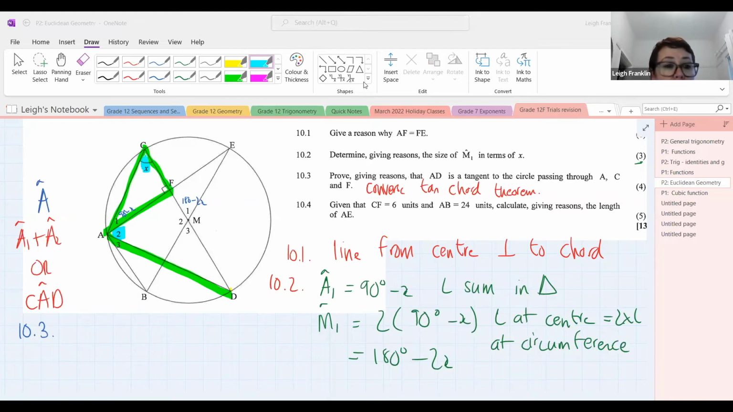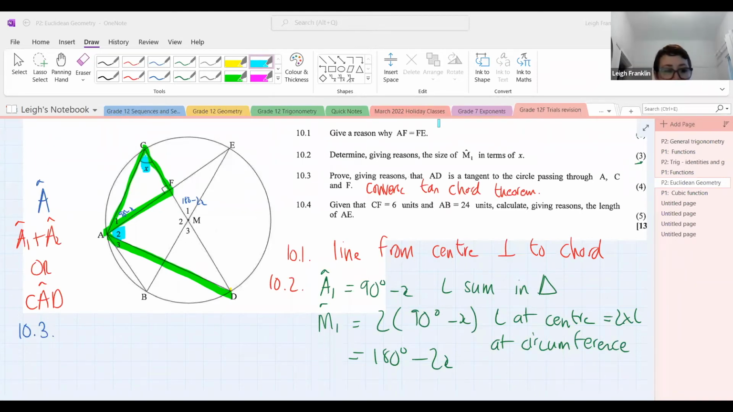No, AF is the tangent. Sorry, AD is the tangent, AF is the chord. AD, we're going to prove is the tangent, and AF is the chord. And then the chord subtends C in the alternate segment. So in other words, now we have to prove that A2 is X.